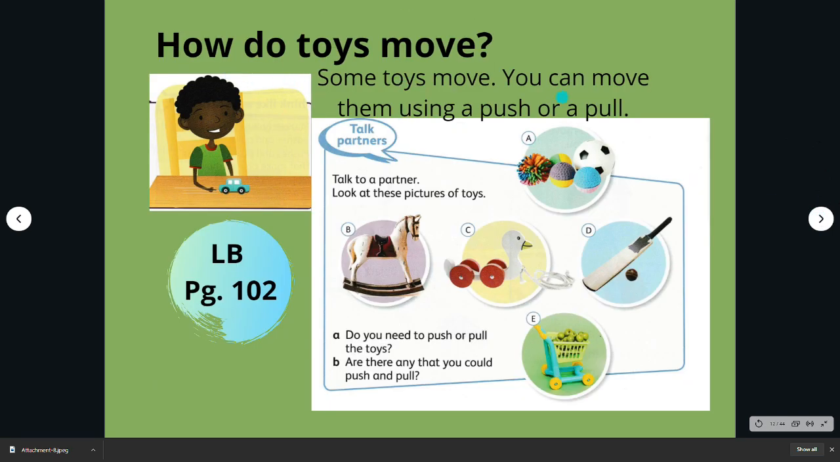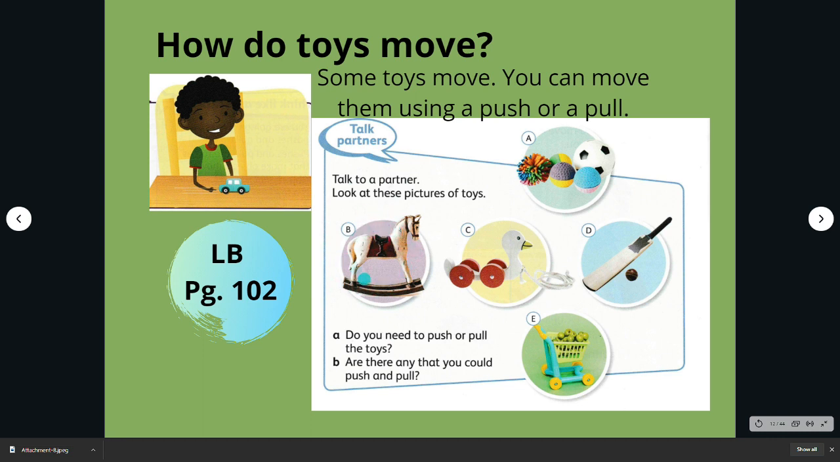Some toys move, and you can move them using a push or a pull. Let's look at these pictures of toys. Do you need to push or pull the toys, or are there any that you could push and pull? In picture A, the balls used push. When you push on the ball, it pushes back on you with exactly the same force for the same amount of time. Now, this horse used both push and pull.